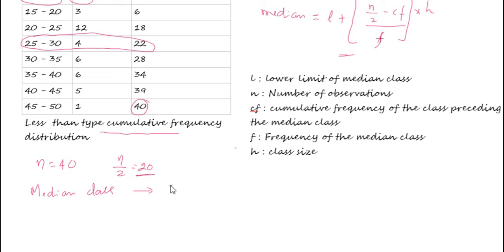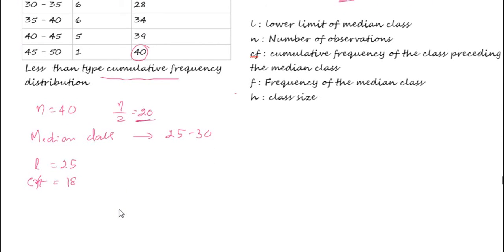Median class is 25 to 30. If the median class is 25 to 30, L is equal to 25. So then Cf is the cumulative frequency of the class preceding the median class. Median class is this, cumulative frequency column is this, preceding cumulative frequency is 18. So Cf is 18.